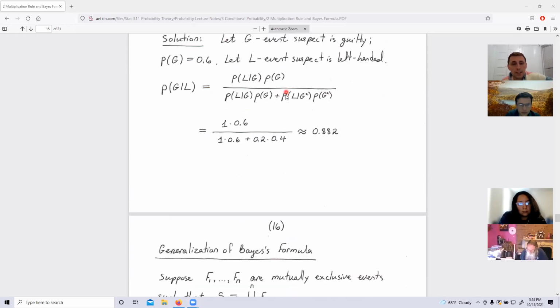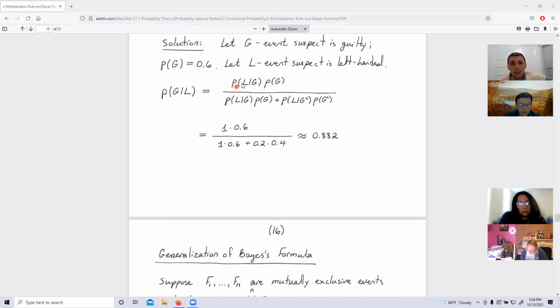So let's see how we do that. So then we say the probability of, we can reverse it, right? So we just write it. And here we use that idea where we reverse it. We have the probability that the person is left-handed given that he is guilty. The probability that the person under investigation is left-handed given that he is guilty times the probability he is guilty, divided by the probability the person is left-handed, right?